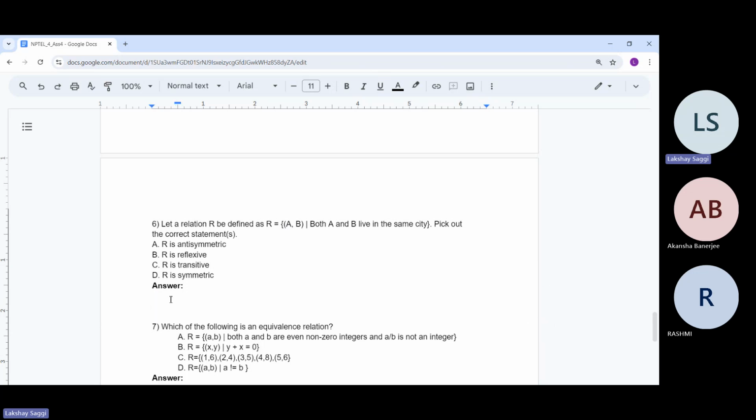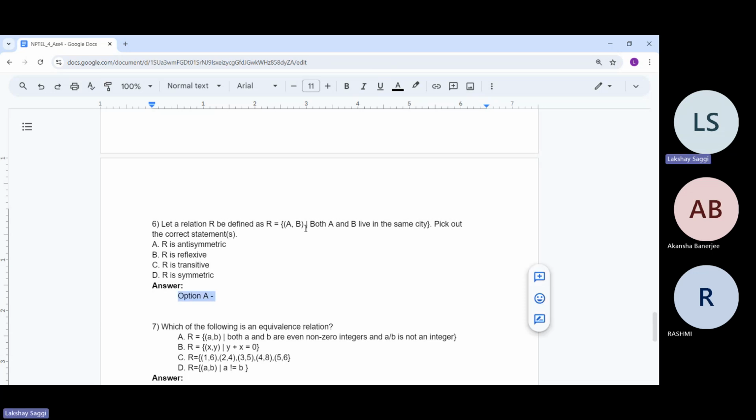So the sixth is again a simple question. It says that a relation R is defined as (A, B), where A and B both live in the same city. And then we need to find out the correct statements. So A, B are related if and only if they live in the same city. Option A says that R is antisymmetric. So maybe we can start with antisymmetric only.